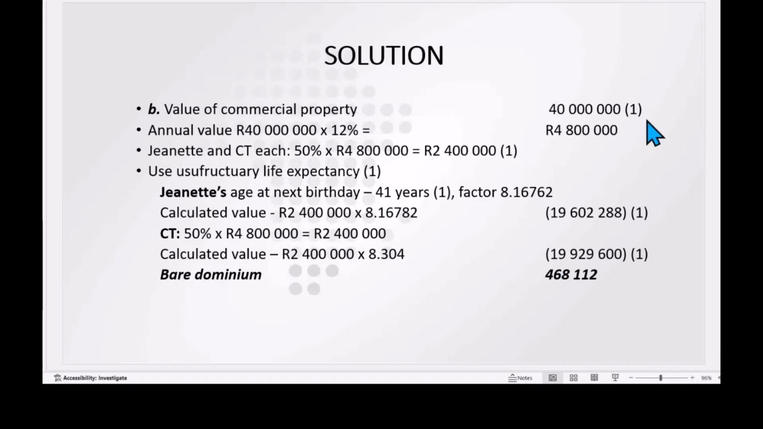Then we would take our total user fract that we've determined, and we would less it from the value of the property, the fair market value of the property, to get our bare dominium. So we would take the 40 million less the 19,602,288 rand, less the 19,929,600 rand, and that would give us the bare dominium of 468,112. So is everyone comfortable with the bare dominium calculation?